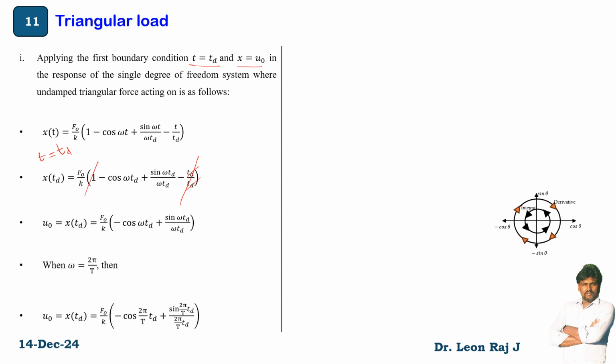When omega equals 2 pi by T, u0 is further rewritten as f0 by k into minus cos of 2 pi by T into td, plus sin of 2 pi by capital T into td, divided by 2 pi by capital T into td.